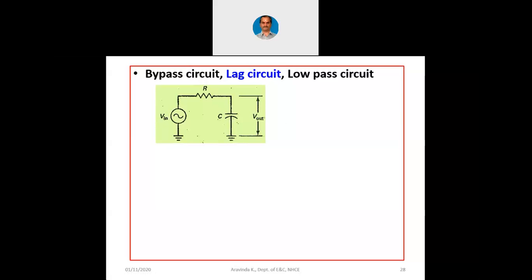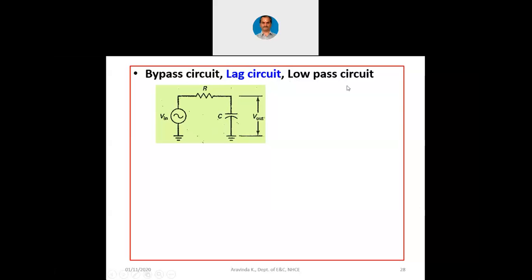So now this is called a bypass circuit. Why is it called a bypass circuit? Because if there is a high frequency, the capacitor will offer much lesser reactance and the signal will go to ground. We had utilized such a capacitor in our common emitter amplifier at the emitter. For the same reason, this circuit is called a bypass circuit.